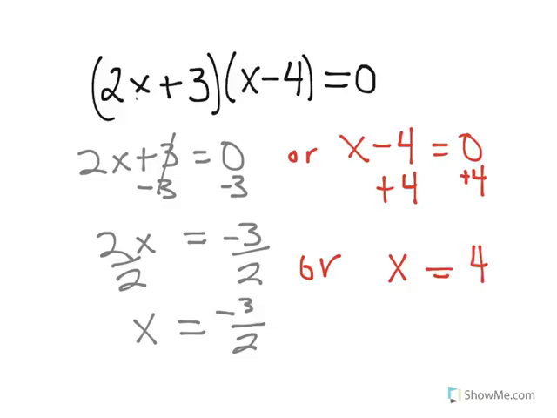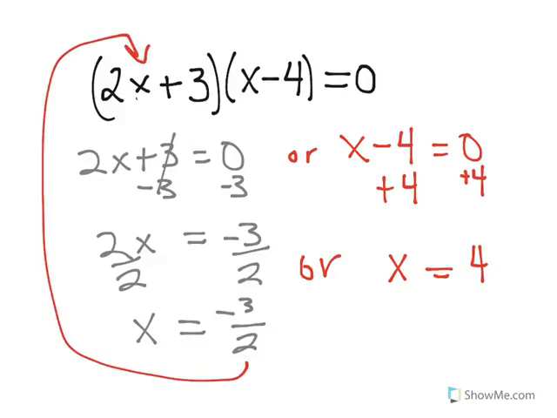If we plug either one of those back into the original equation, 2 times negative 3/2 is negative 3, and negative 3 plus 3 is 0. 0 times anything is equal to 0, so that checks. And our second solution, x equals 4, if we plug that into our original equation, anything times 4 minus 4 is 0, which is equal to 0. So that checks.